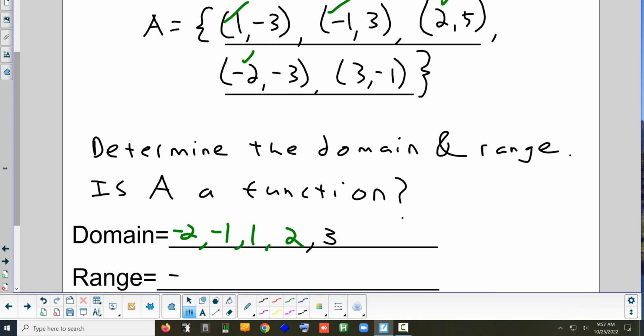And Finnegan, how about my range? -3, okay, so we got that one. 3, 3. Yeah, put that one over here. 5, 5. Okay. Negative 3 again. So what should I do now?